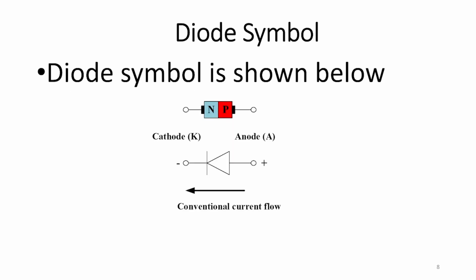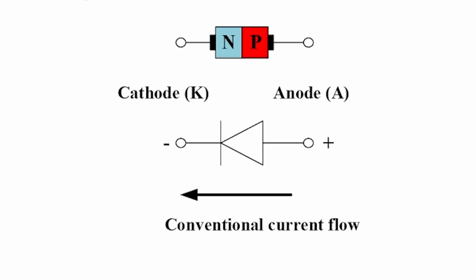The diode symbol is shown below. It looks like an arrow with a vertical bar. The conventional current flow is from the plus to the minus, and it's the direction of the arrow. The opposite direction has a block. It's like a wall, a block for blocking the current.